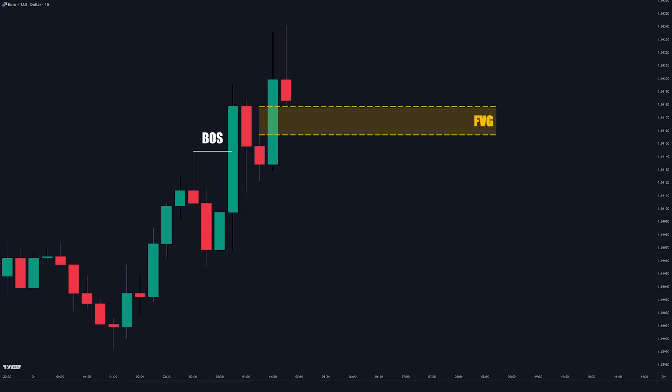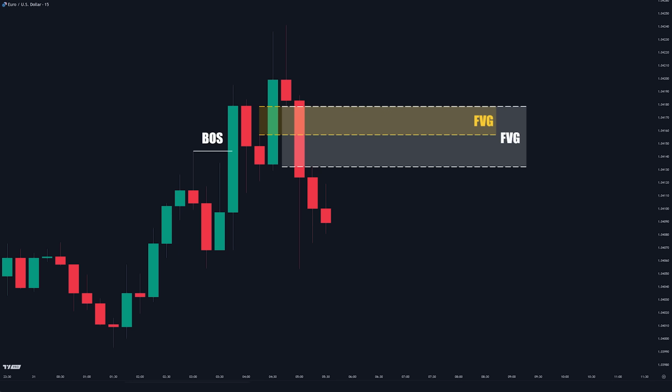Here on the Euro-Dollar 15-minute chart, we start with a clear uptrend. The market makes an aggressive push to the upside, forming a fair value gap and breaking above the previous market structure. This breakout is a strong signal that buyers are in control, and the price is likely to keep going higher. But then, things take a sudden turn. The price drops sharply, breaking below the previous low with strong momentum and creating another FVG zone.